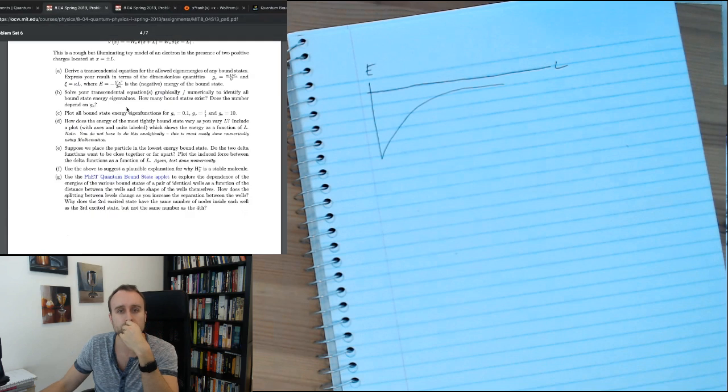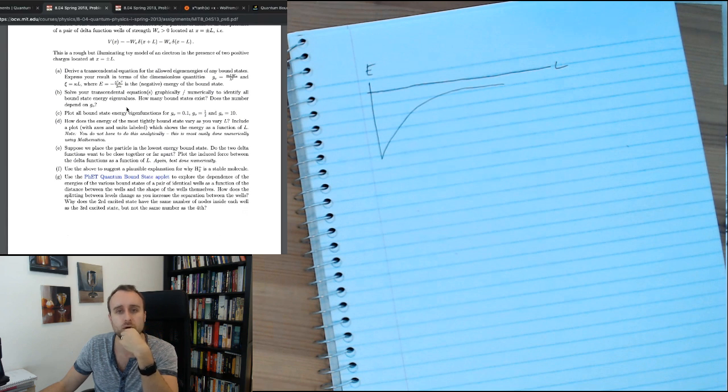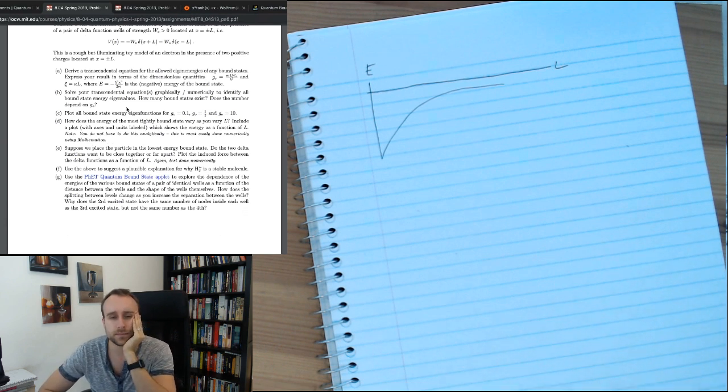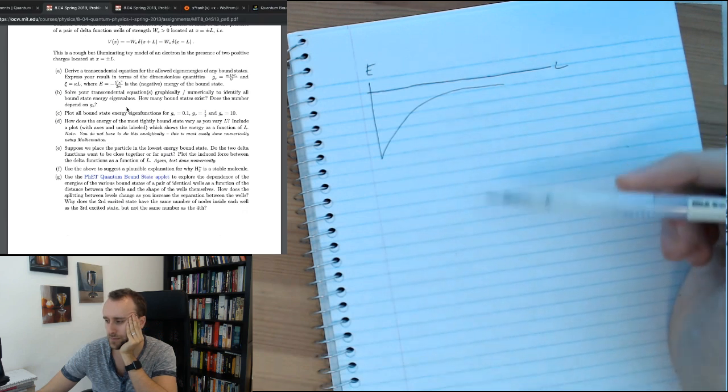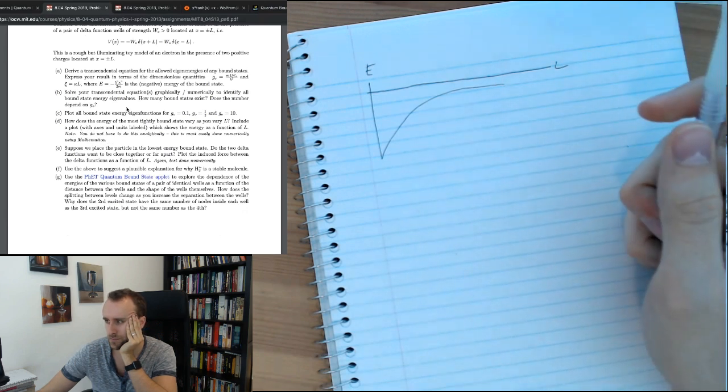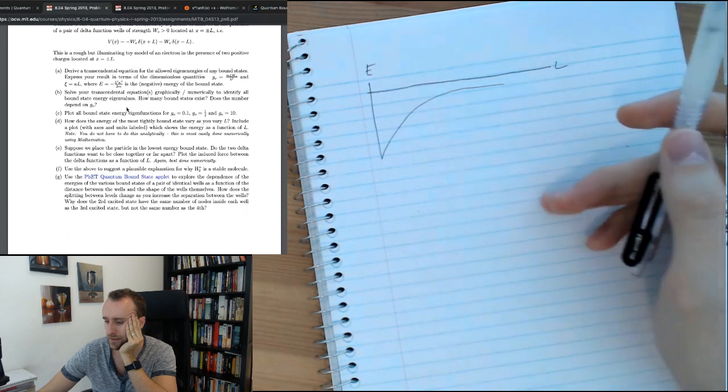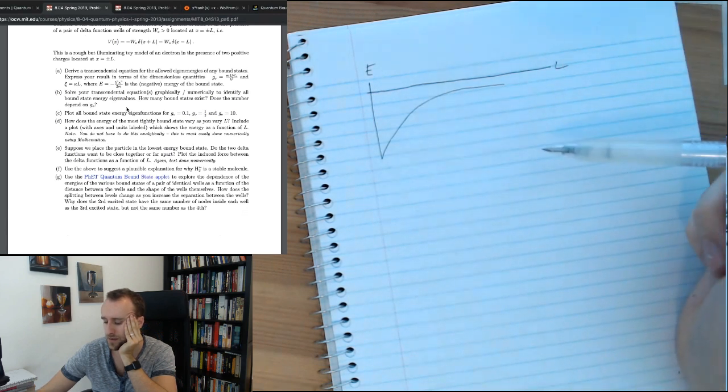Okay, and then this one is, suppose we place an article, do the two delta functions want to be close together or far apart? Plot the induced force between the delta functions as a function of L. So if we have this potential, the potential varies via distance. This implies a force, I think.